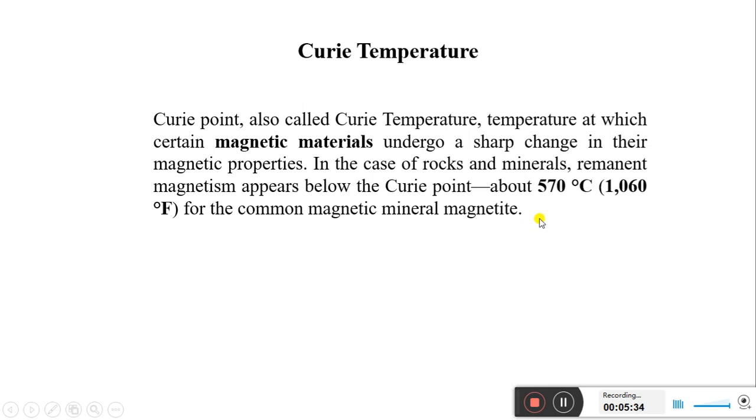So this indicates that below the Curie temperature the magnetic material behaves with magnetic properties, and above a certain Curie temperature that property is lost. So that is the point at which the transition takes place, and it is called the Curie temperature.